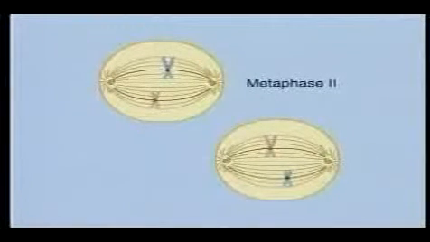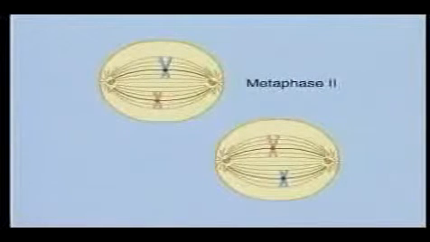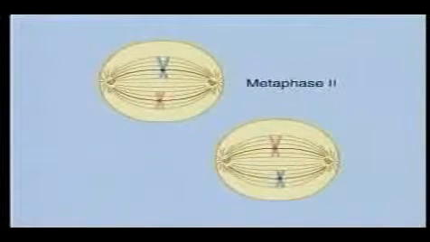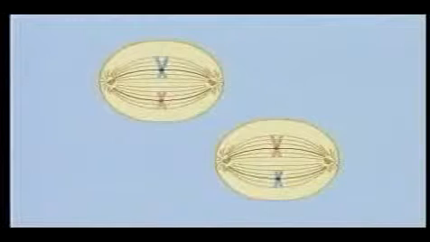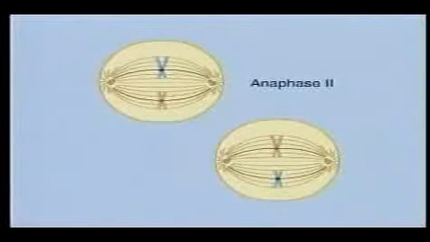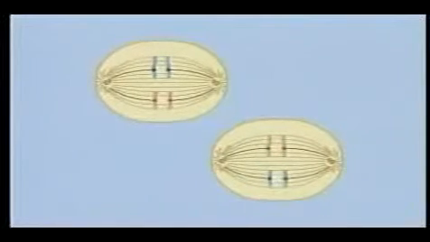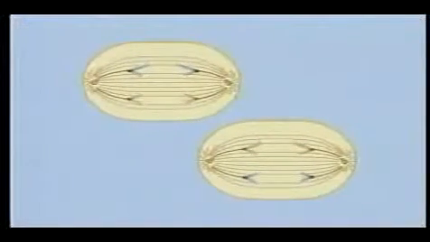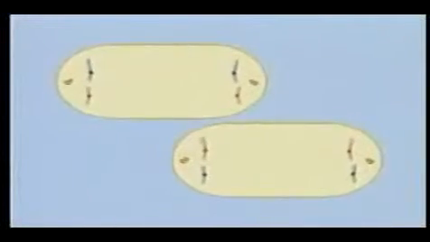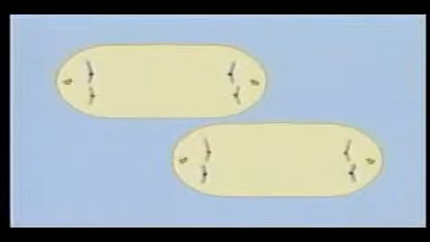During metaphase II, the second phase of meiosis II, the chromosomes line up in the center of the spindle. In anaphase II, the centromeres of the sister chromatids separate. The chromatids are moved to opposite ends of the cell. Each sister chromatid is now considered an individual daughter chromosome.